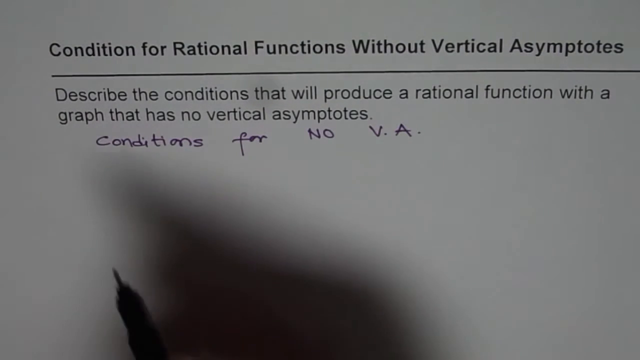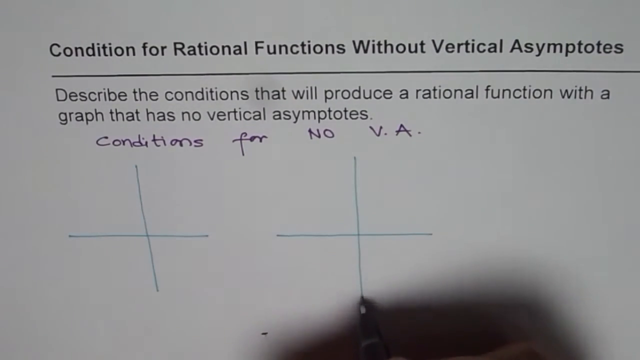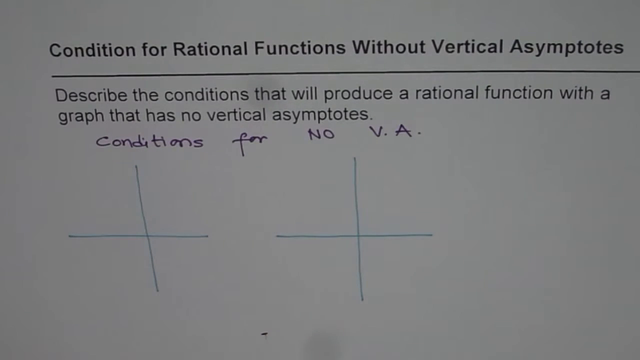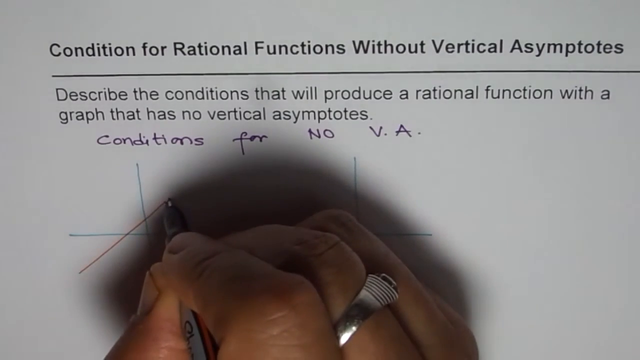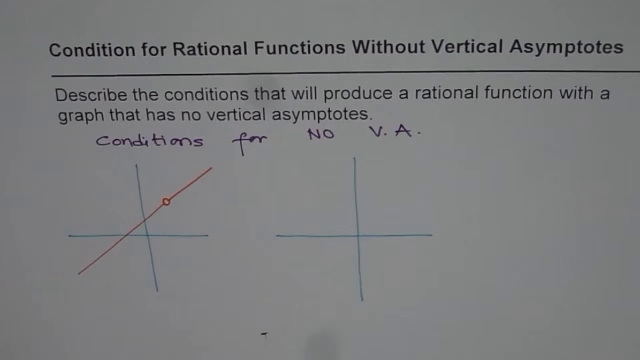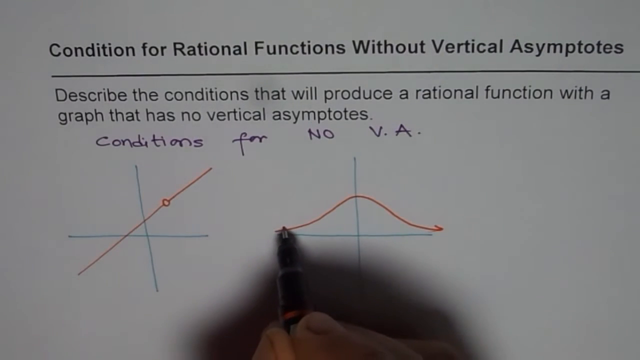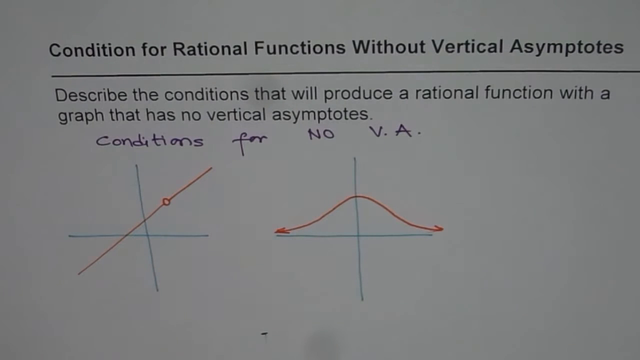I will sketch few graphs and I think they will help you to write down the answer. So one of the graphs is kind of like this. If I sketch a graph like this with a hole here, now you can see there is no vertical asymptote here. Correct? It represents a rational function. Now if I sketch a function like this, here also you will see there is no vertical asymptote. Do you get the point? So in such conditions we observe that we will not have vertical asymptotes.